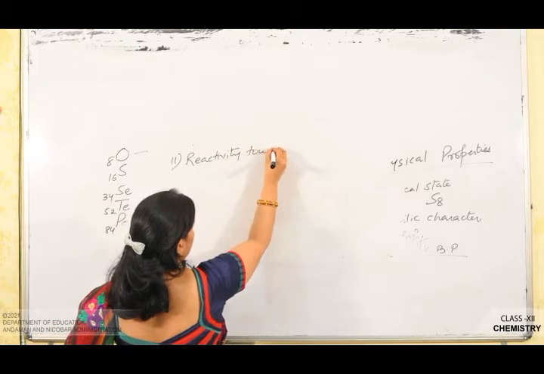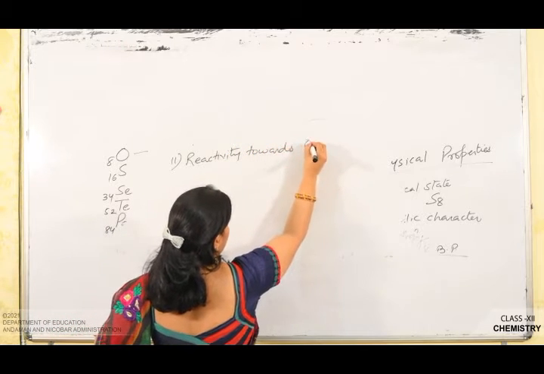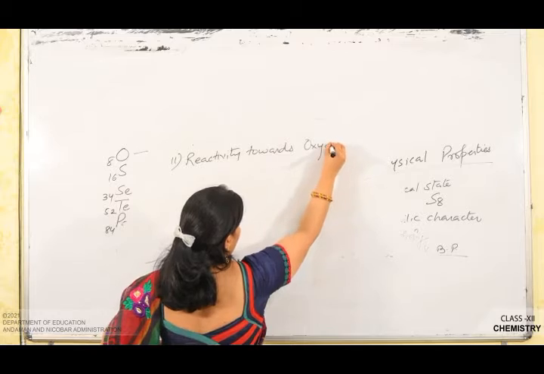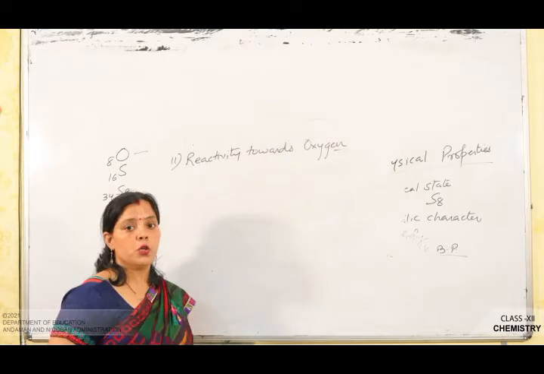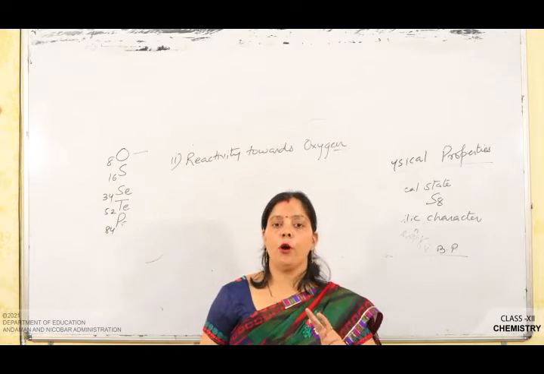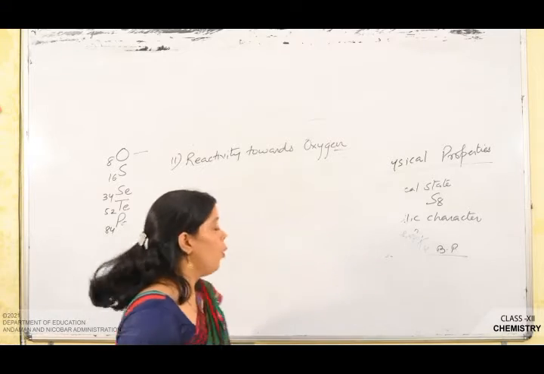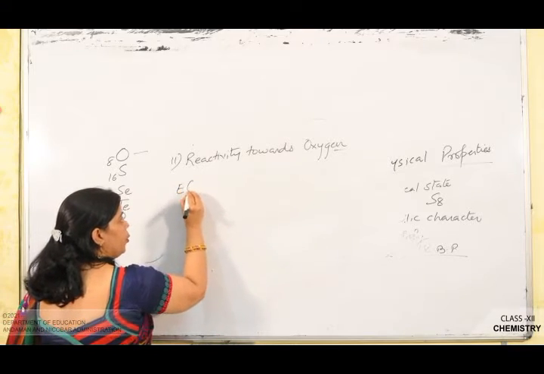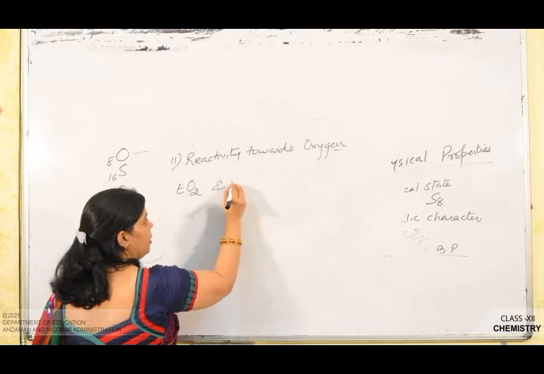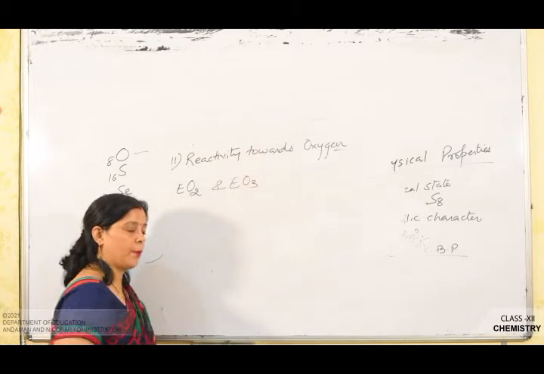Next is the reactivity towards oxygen. The elements of group 16 form two types of oxides: one is the EO2 type oxide and another is the EO3 type of oxides.